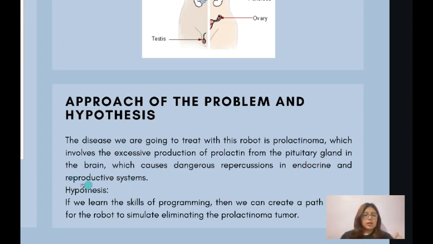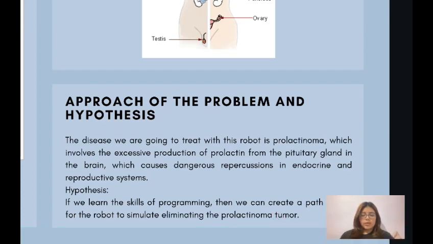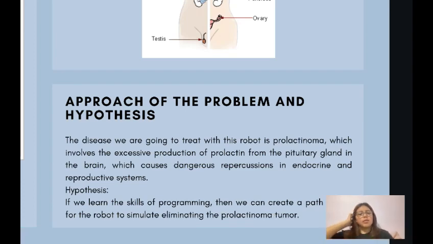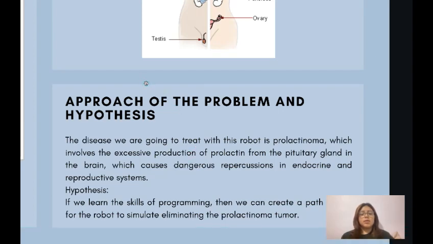Then here we have the hypothesis. That is, if we learn the skills of programming, then we can create a pathway for the robot to simulate eliminating the prolactinoma tumor, which is basically what we did over the course of this semester. We learned how to program several programming structures, like cyclic and sequential, and with all these learnings we finally could make the robot complete and achieve the pathways that we created in this stage.